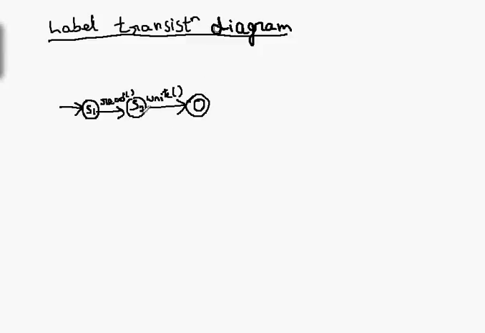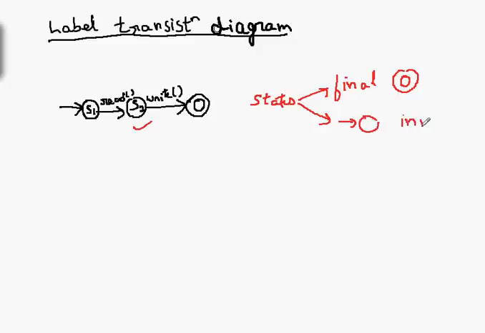So a simple labeled transition diagram is here, which has states. We have internal states like this, and a final state, which is indicated by concentric circles, and an initial state indicated by an arrow to a state. Now we know that we have drawn a labeled transition diagram, but what is the advantage of it? A labeled transition diagram is used to show a behavior of a system.